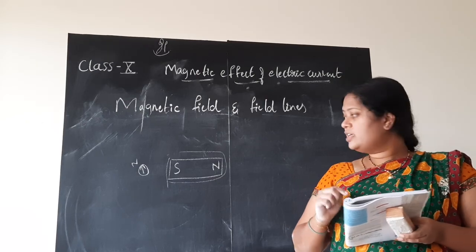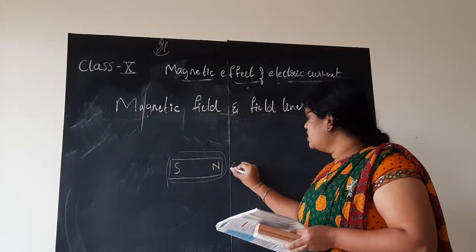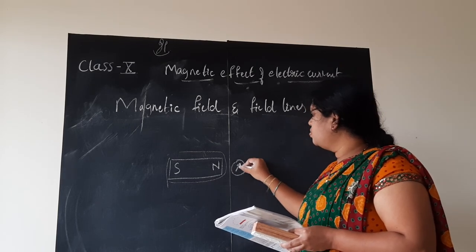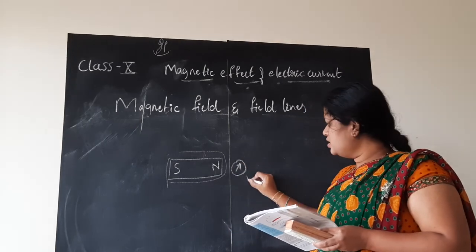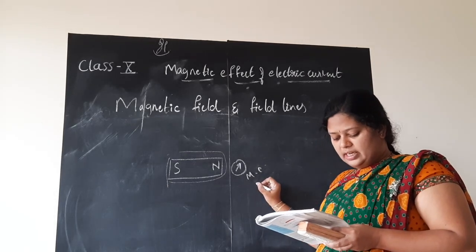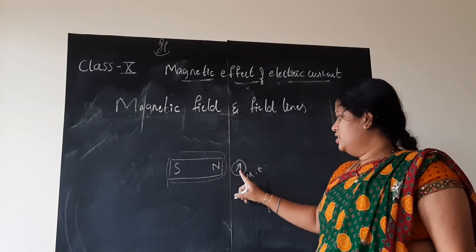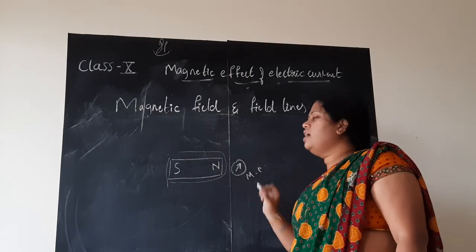Place the compass near the north pole of the magnet. See, I placed it near the south pole. What they are telling is, place the compass near the north pole. So I place the compass here. I am placing the magnetic compass towards the north pole. How does it behave? See, unknowingly I have drawn the arrowhead away.